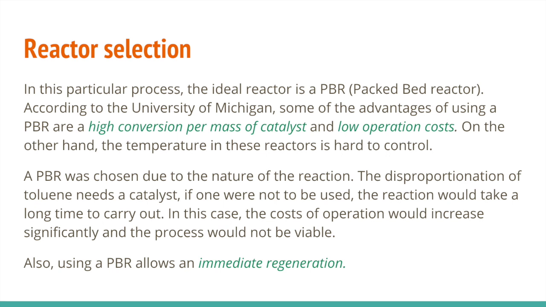For the reactor selection, our team chose a PBR, because we need to remember that one of the most important advantages of using this type of reactor are high conversion per mass of catalyst and low operation costs. Meanwhile, our principal disadvantage within this type of reactor is the temperature control. Also, we decided to use this type of reactor because it is pretty much similar to an FCC.